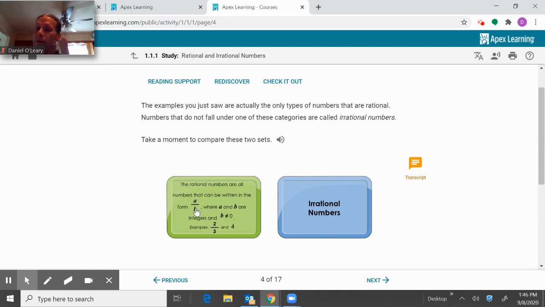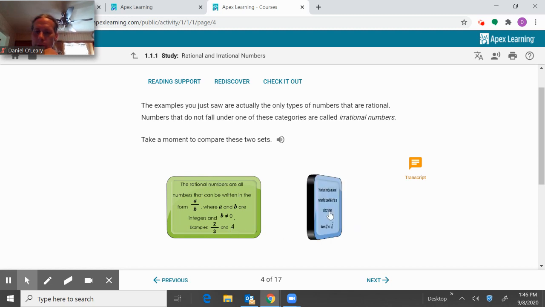So rational numbers, some examples can be represented by a over b, represented in fraction form, which would be 2/3. 4, which is a whole number. But remember, 4 can also be 4 over 1, which would kind of make it a fraction as well.